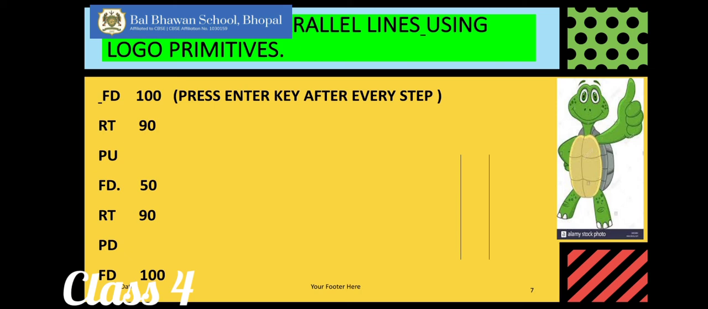Now, we need to draw another line which should be visible. So, we will bring the turtle back to the drawing mode from an invisible mode. So, here we will type PD, and after that we will type FD 100. It completes two lines.